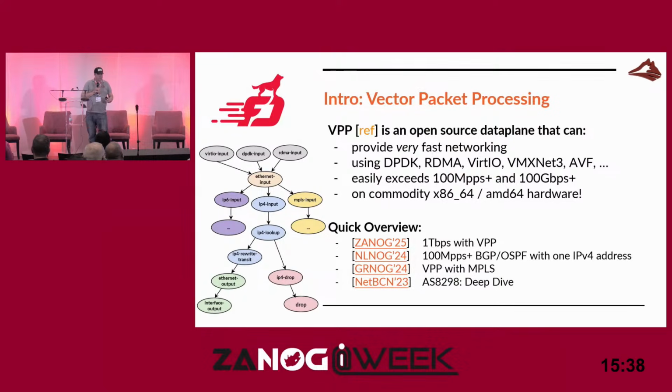So Vector Packet Processing is an open source data plane that provides really, really fast networking, but just in user space on your Linux computer. And it uses libraries like DPDK or RDMA or VirtIO or AVF, like all of these ways that you can consume packets, and can easily, and I mean easily, exceed 100 million packets per second and 100 gigs or 400 gigs or even a terabit or more on a PC that you can buy today that is not even that expensive, at least not compared to the list price of a Juniper or a Cisco IOS XR machine.